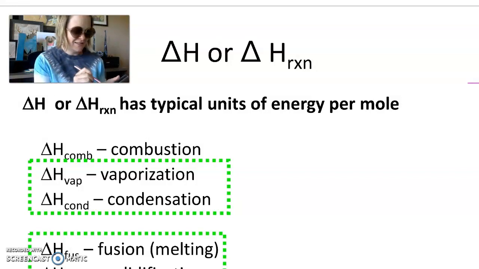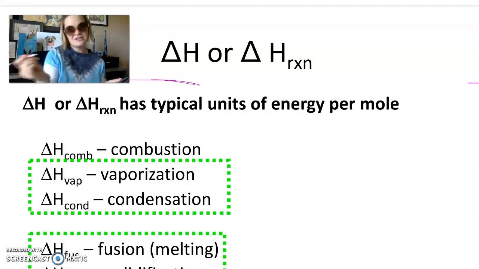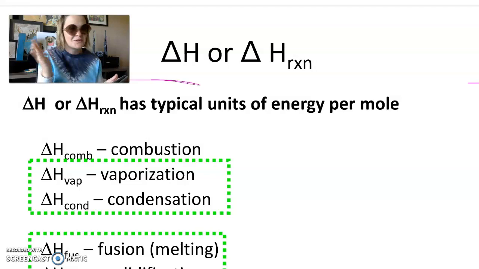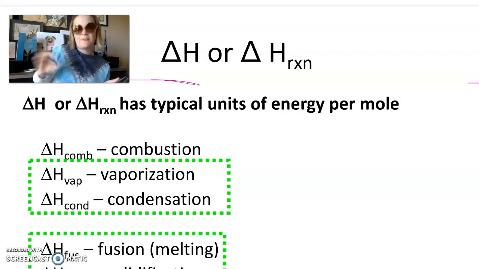We talked about how delta H is called enthalpy. It's the change in energy from the reactants to the products. In chem, we like to be specific. Supposedly it makes things easier for us. Sometimes you'll see us write little letters after the delta H symbol, the change in energy symbol, so we know what type of reaction we're talking about.